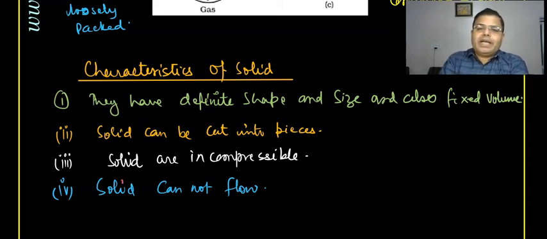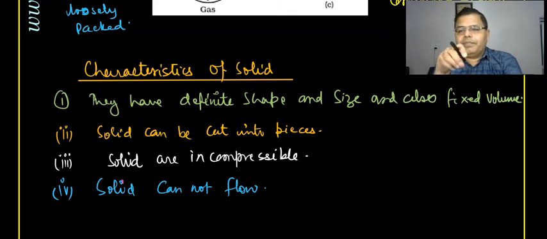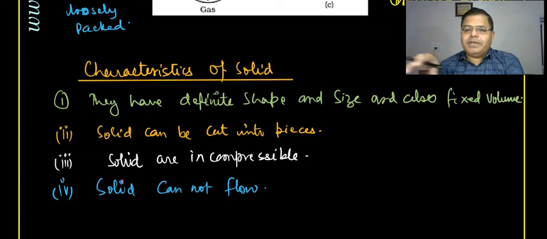as a liquid can. Liquid can flow. If you place a drop of ink on the chair or the table or anywhere, it will spread to some places. It can flow. If you put a glass of water on your table, it will flow and spread approximately all over the table. So these are the characteristics of solids.